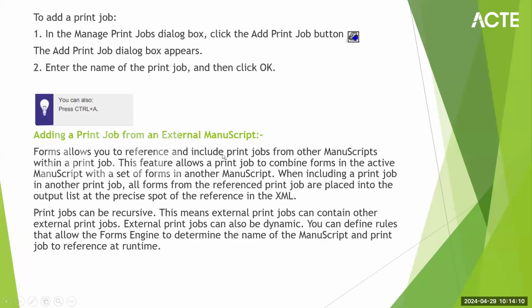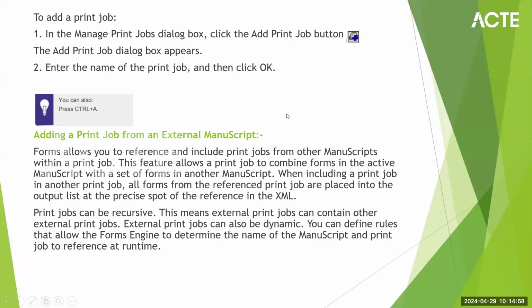Adding a print job from an external manuscript. External manuscript in the sense that you are getting that particular print job from some other manuscript, not the current manuscript. Forms allows you to reference and include a print job from another manuscript within a print job. This feature allows the print job to combine forms in the active manuscript with a set of forms in another manuscript. When including a print job in another print job, all forms from the referenced print job are placed into the output list of the previous part reference in the XML.